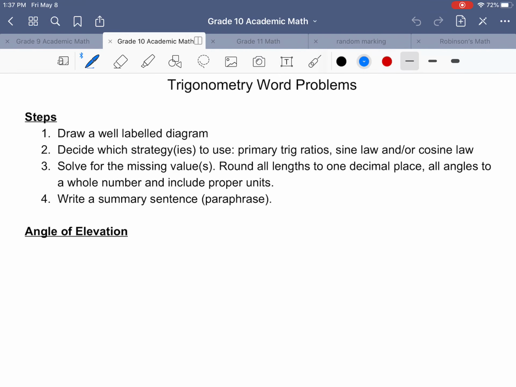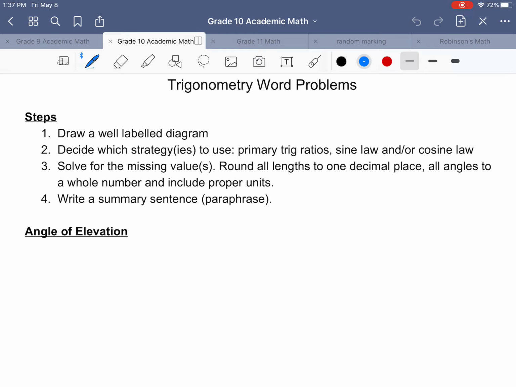Let's take a look at trigonometry word problems. I've listed some steps here that I'll go through, and then we'll be following these steps as we go through different types of word problems. So step one is to draw a well-labeled diagram. Sometimes you're given a diagram that goes with the word problem and you may need to add to it, but many times there's no diagram and you need to do your own from scratch.